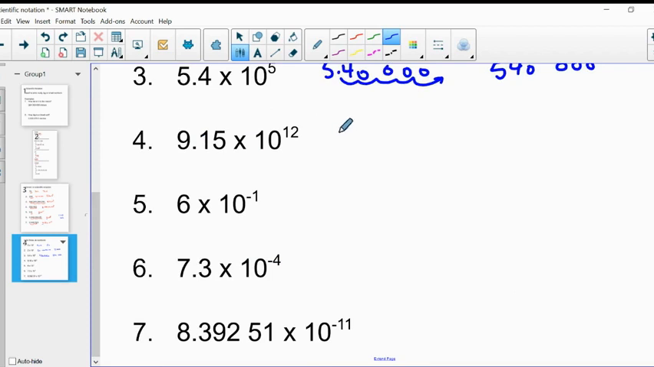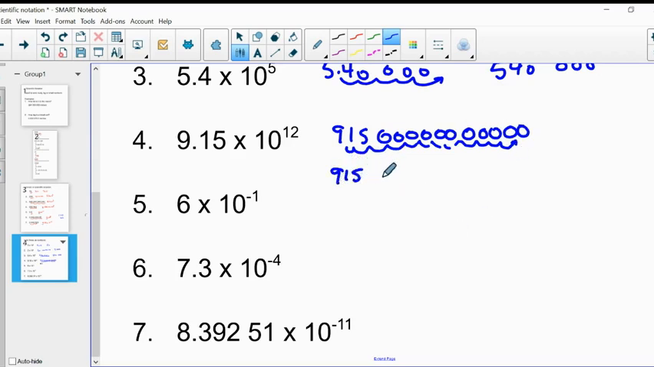I've got a big number here with the 12, 9, 1, 5. I'm just going to put a bunch of zeros in here. I know there's going to have to be a bunch. How many is that? So once again, I'm going to count 1, 2, 3, 4, 5, 6, 7, 8, 9, 10, 11, 12. I went a little bit too far. So this one would be 915 with 10 zeros after it.